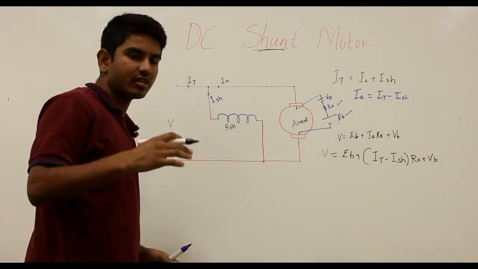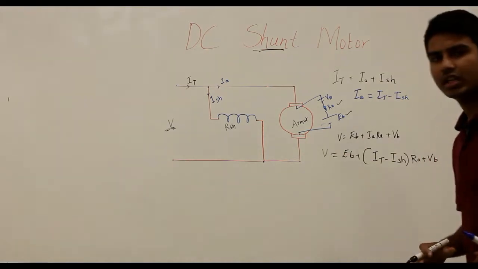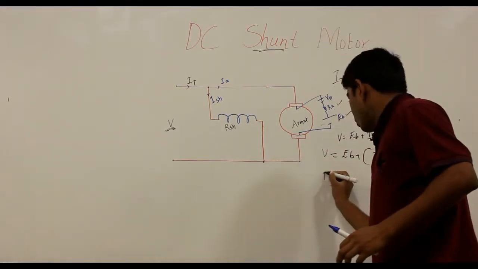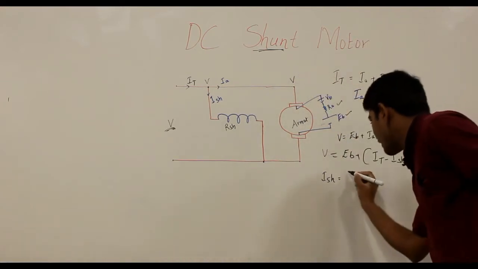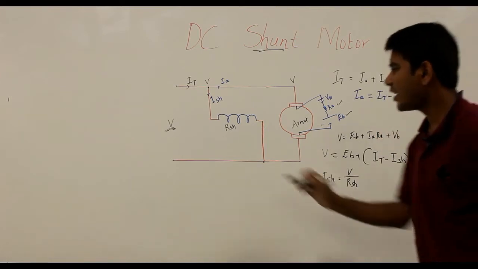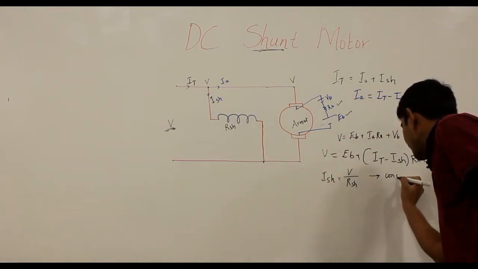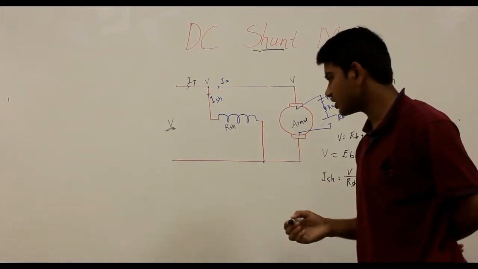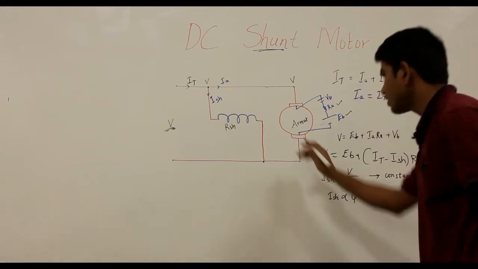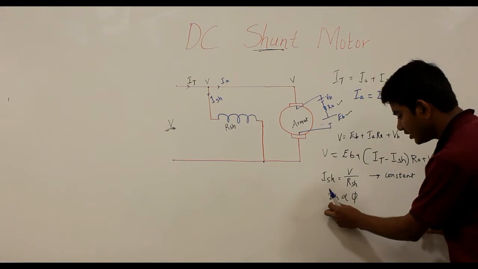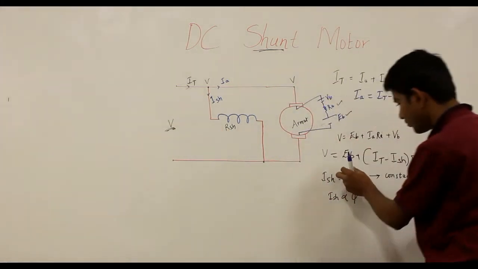Now during the running conditions of the motor, if I keep the supply voltage V constant, then my shunt current I shunt, as the voltage here is V, will be given as V upon RSH, and as the supply voltage is kept constant during the running conditions, this I shunt current remains constant. I know my I shunt is proportional to the flux, since there is a flux linkage between the field windings and the armature windings. As I shunt is kept constant, because we are keeping the supply voltage constant, I shunt becomes constant.